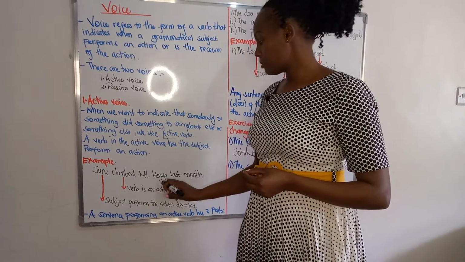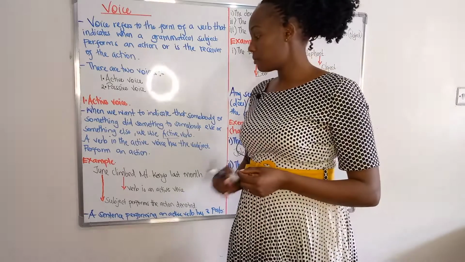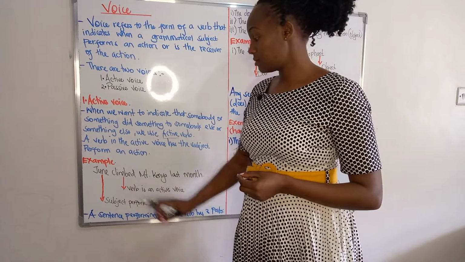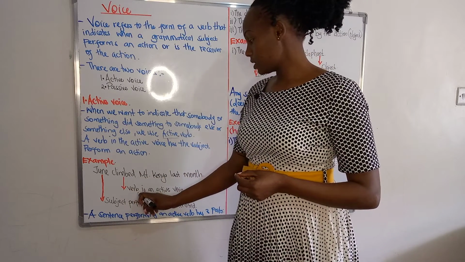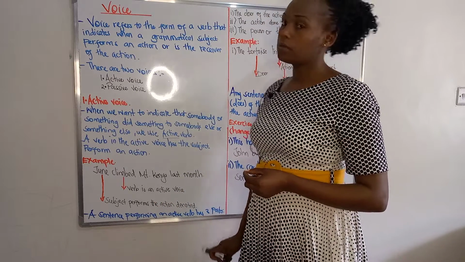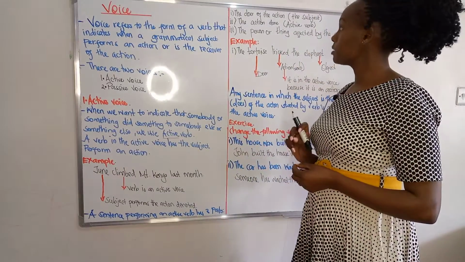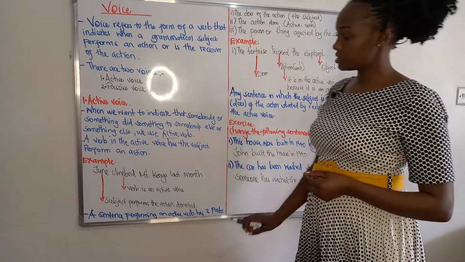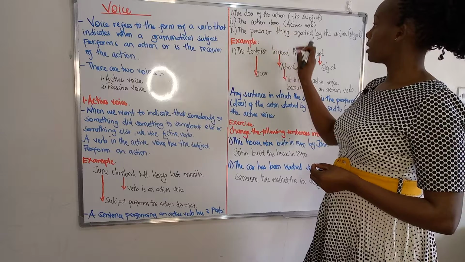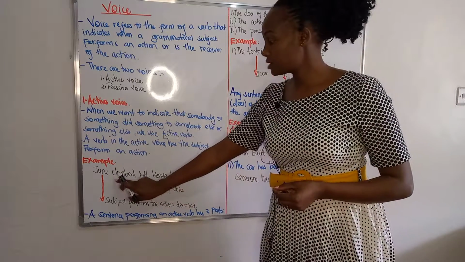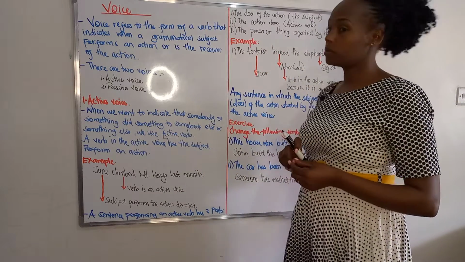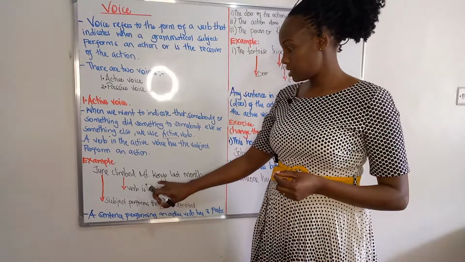Example: June climbed Mount Kenya last month. In this example, June is our subject and it performs the action denoted, which is climbed. Climbed is the verb and it is in active voice. A sentence with an active verb has three parts. One, the doer of the action, which is the subject, here June. Two, the action done, which is the active verb, here climbed. And three, the person or thing affected by the action, which we call the object. Our object here is Mount Kenya.